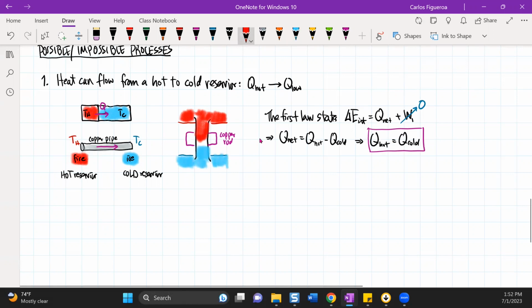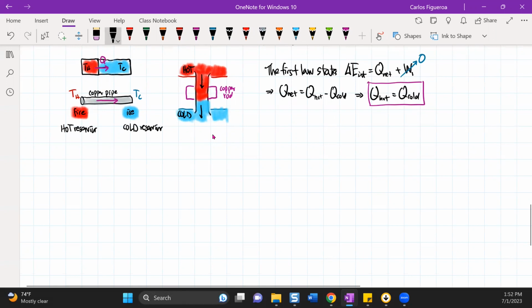So I didn't take this all the way down to there. And so what you're seeing here is this. Here's my hot reservoir. Here's my cold reservoir. And we're seeing the transfer of heat coming in this direction here. So that's a possible process.